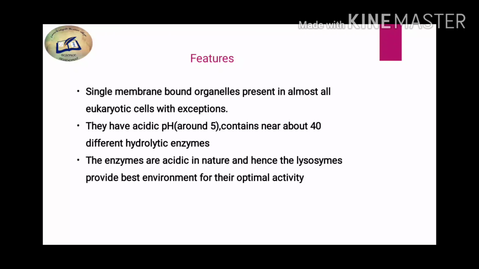They have an acidic pH of around 4.5 to 5 and contain nearly 40 different hydrolytic enzymes. So can you see the variety? How many hydrolytic enzymes they contain? They contain about 40 different kinds of enzymes which can be grouped into 5 categories, which we will discuss in later slides.